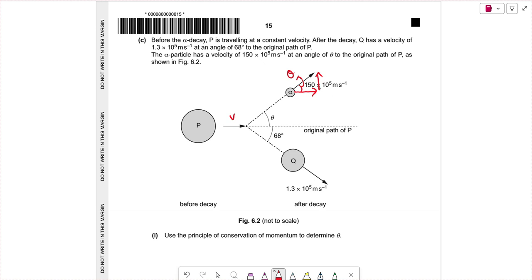So this vertical component, the side which is opposite to the angle, gets the sine part: 150 into 10 to the power of 5 sine theta. And this horizontal component of the velocity is 150 into 10 to the power of 5 cos of theta.